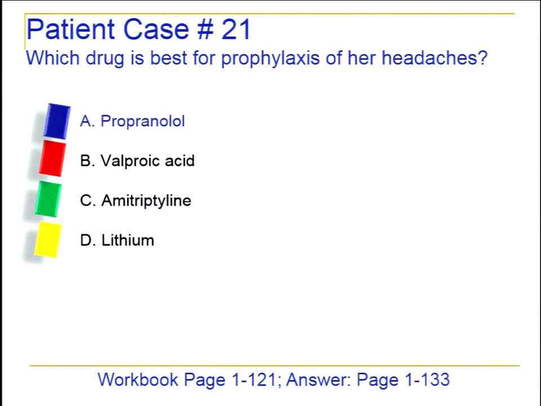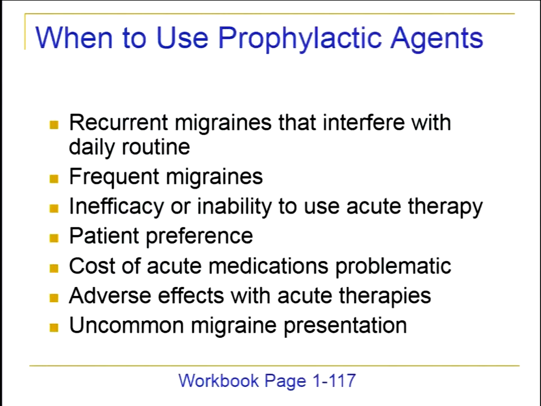Okay, I'm seeing propranolol, and that's what I would choose as well. So let's think about when we should use prophylactic agents. So if we have a patient who has recurrent migraines that interfere with the daily routine, if they're frequent, if they can't use acute therapy, so they have some reason, chest pain, something like that, where they can't use a triptan, for instance, the patient wants to, and I have to say that one outrules almost anything. If the patient's willing to take a drug every day, I feel like their headaches are bad enough to warrant a drug every day. Okay?